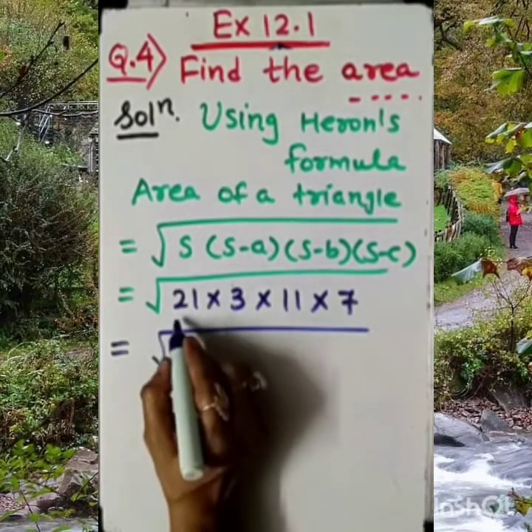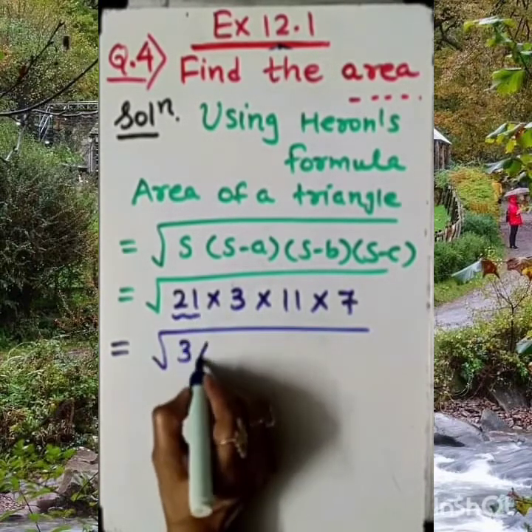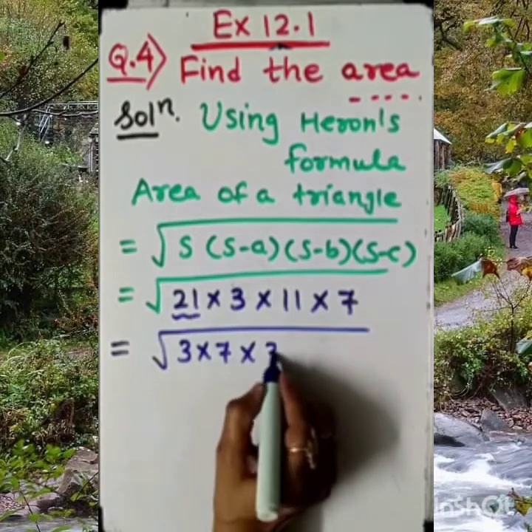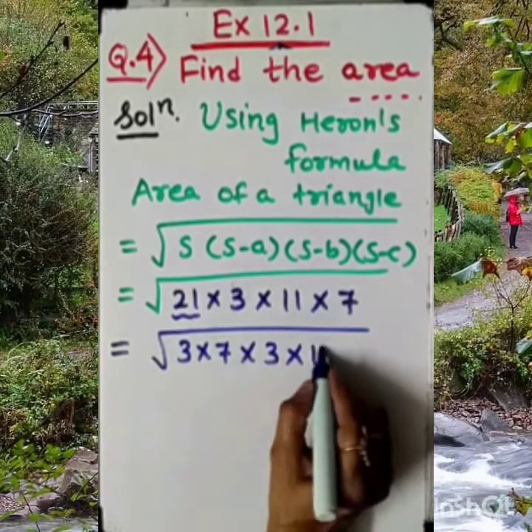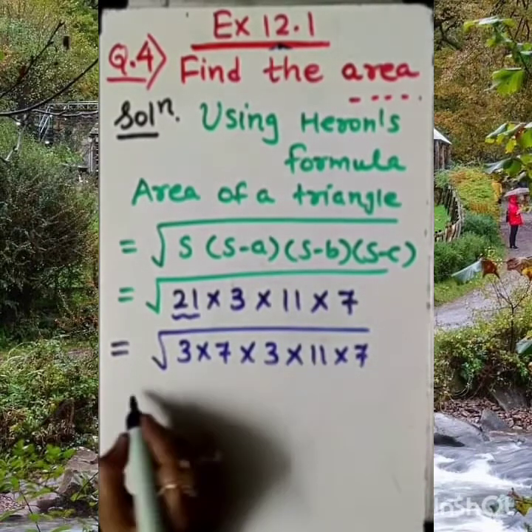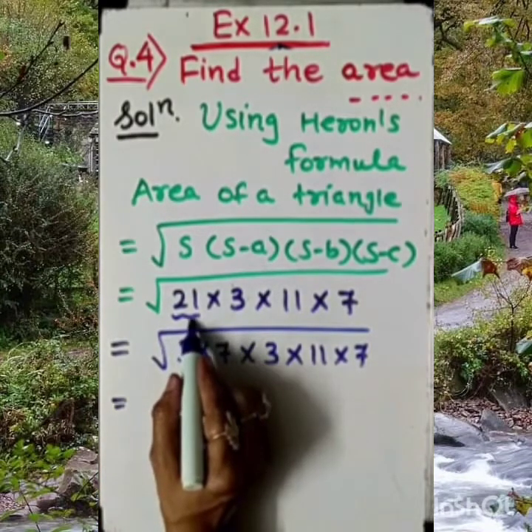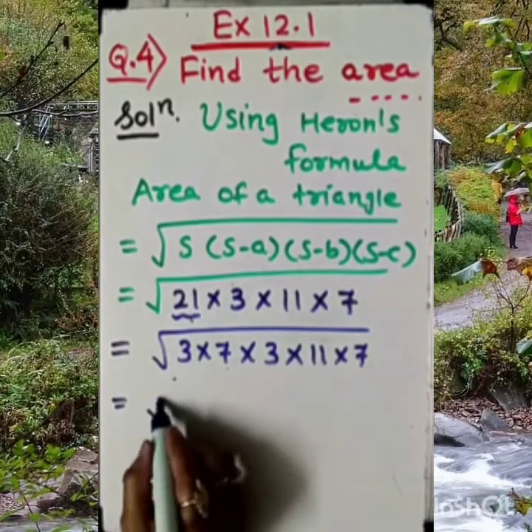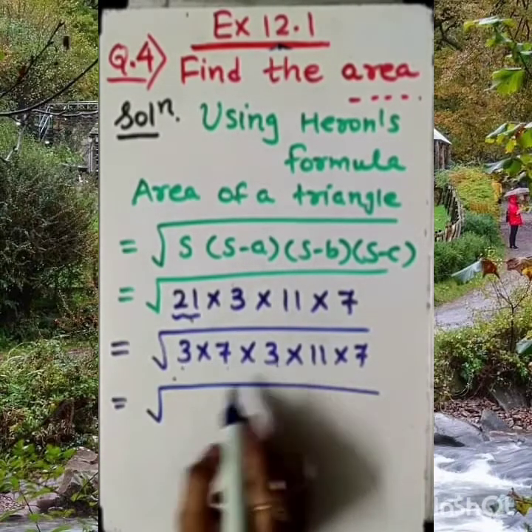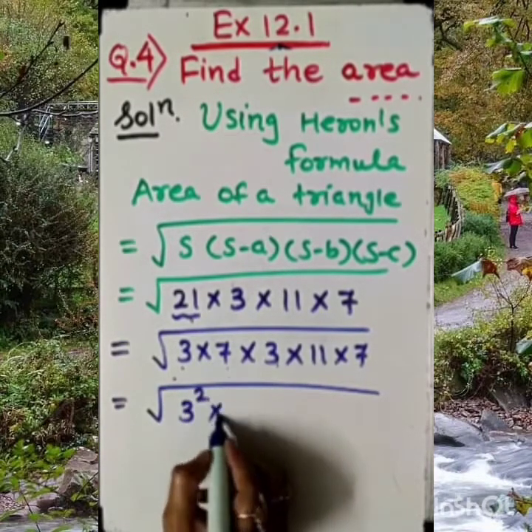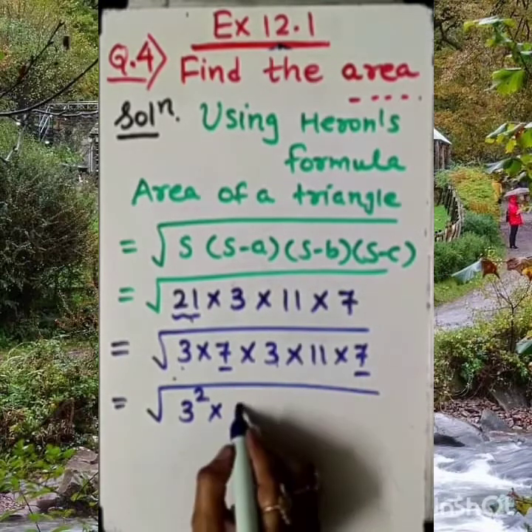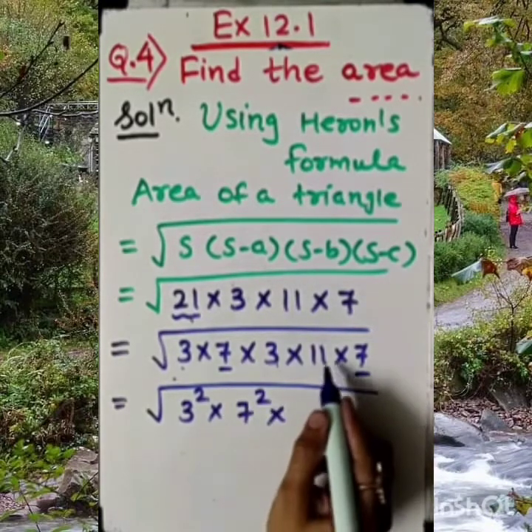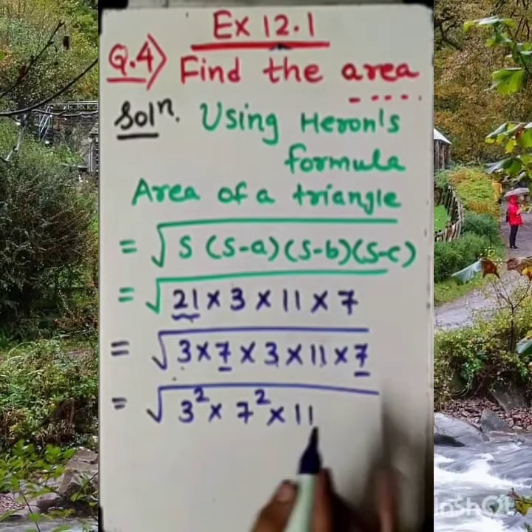Split whom? 21 can be written as 3 times 7. This is 3 already there, this is 11 and this is 7. Nothing I did, only I split this 21 as 3 times 7. So let me make a pair. 3 into 3, 3 square. 7 into 7, 7 square, and 11 is single here. So let it be as it is.